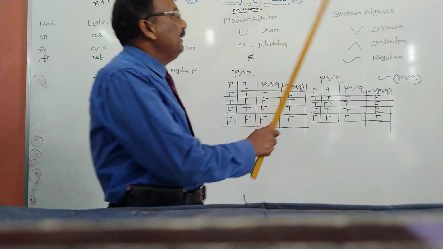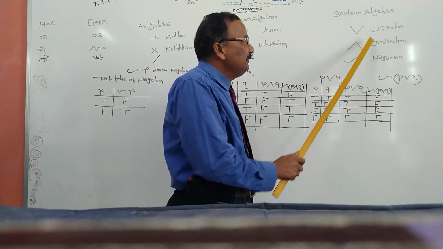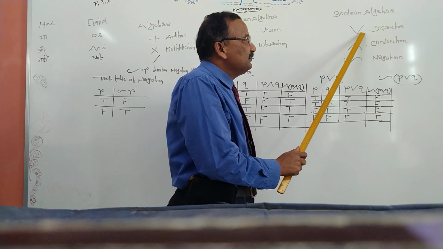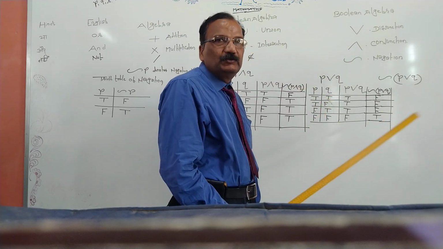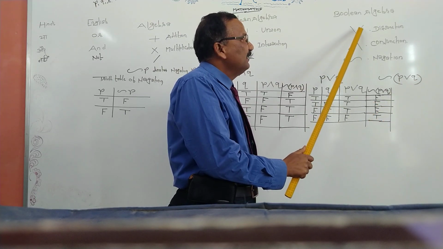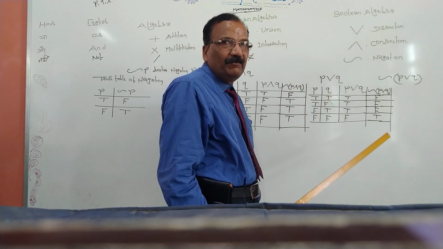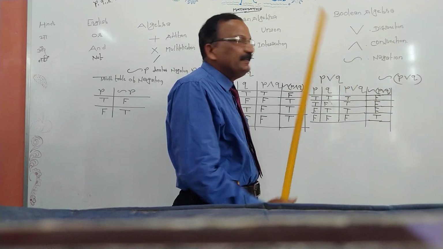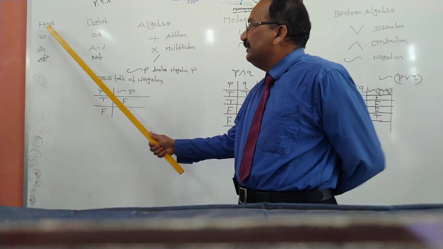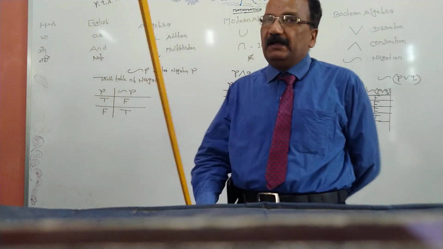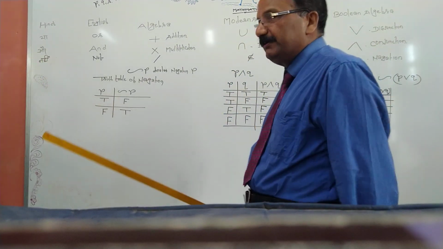In the same way, in Boolean algebra, there are 2 binary operations: disjunction and conjunction. Note down, this symbol is known as disjunction, this symbol is known as conjunction. And this is the symbol of negation. So in Boolean algebra, we also have these connectives, which we will discuss later.